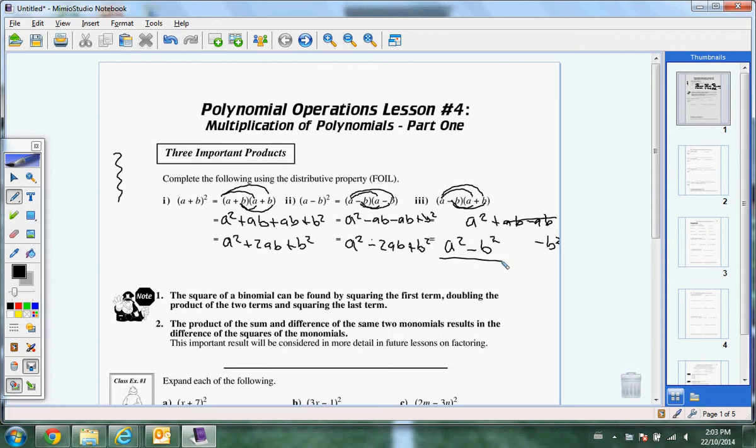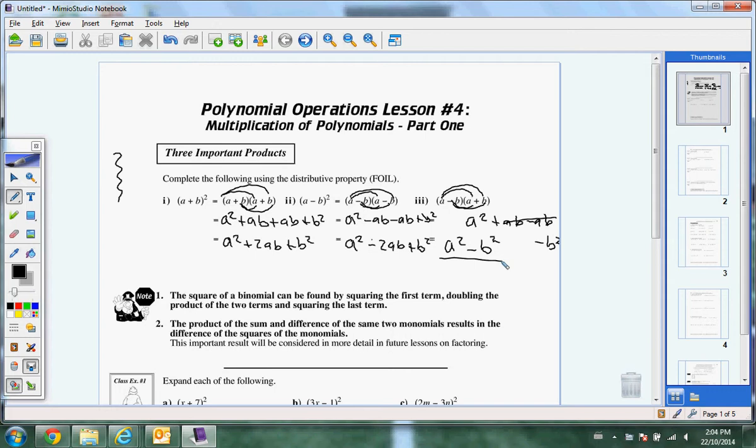Okay. All right. So the square of a binomial can be found by squaring the first term, doubling the product of the 2 terms, and squaring the last term. So what they're telling you is just a rule of thumb, so you don't have to FOIL every time. When you're squaring something, it's the first guy squared, 2 of these multiplied, ab, and then the last guy squared. That's the pattern. So see here, I have this guy squared, 2 of the negative ab's, and then the last one squared. So we'll get to that down here.